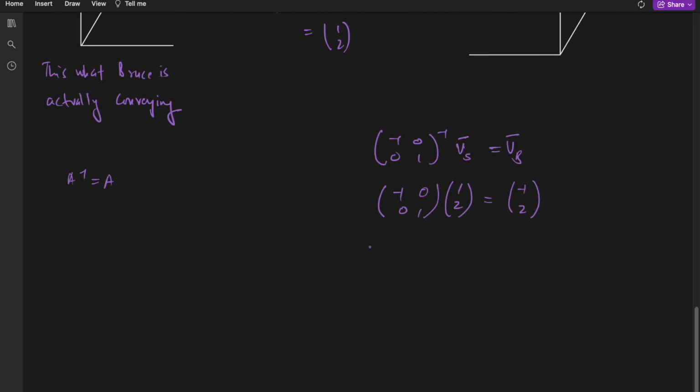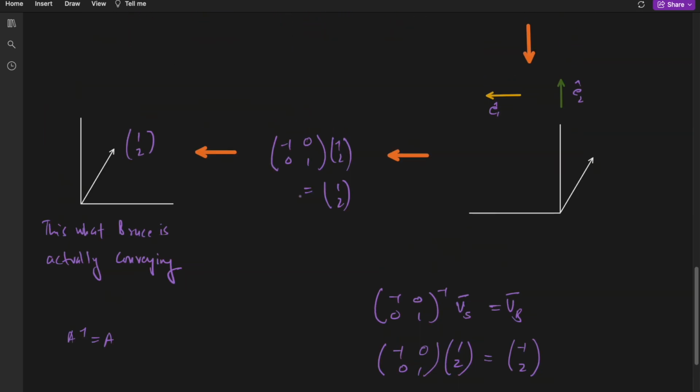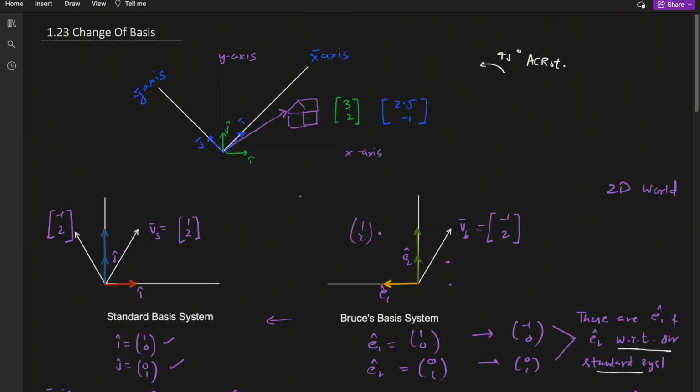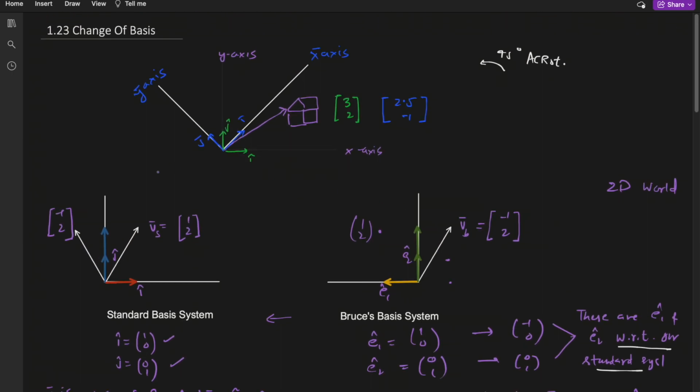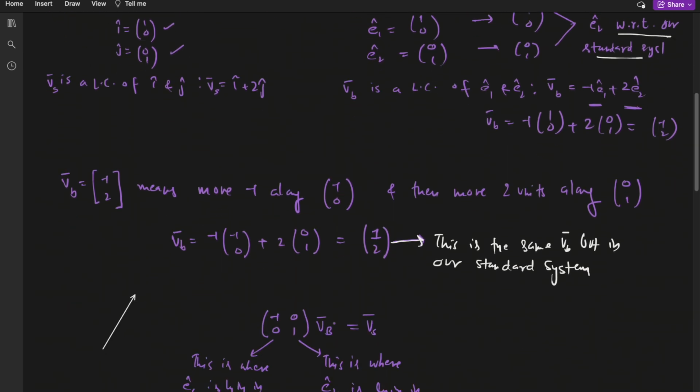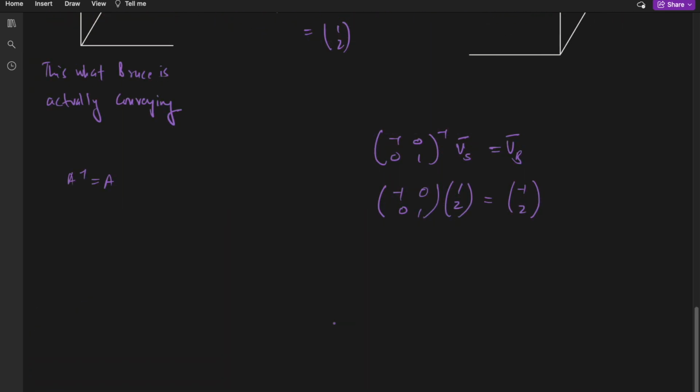So this is how we can convert the same vector from one basis system to another basis system. We have seen both ways. We transformed this vector -1 comma 2 from this system to this system, and we did vice versa also. We checked what this vector 1 comma 2 is in this system. Okay, so that's all for this video.